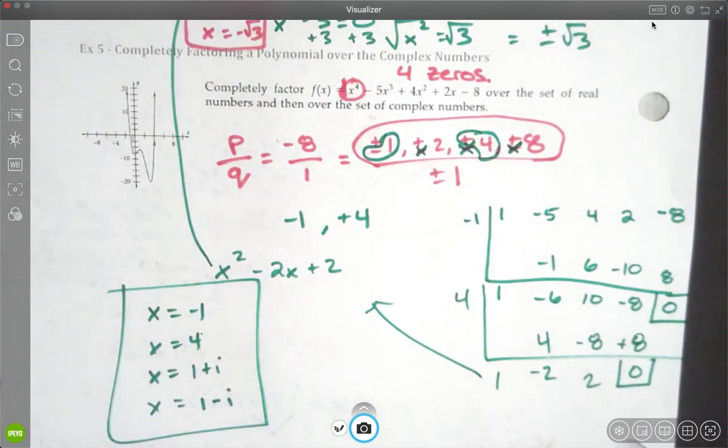Now, how do you get those if you didn't already know that? Do the quadratic formula, and that way you will get the same answer. Okay? Good? All right, there you go.